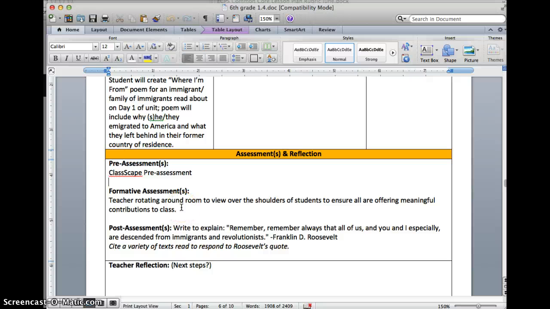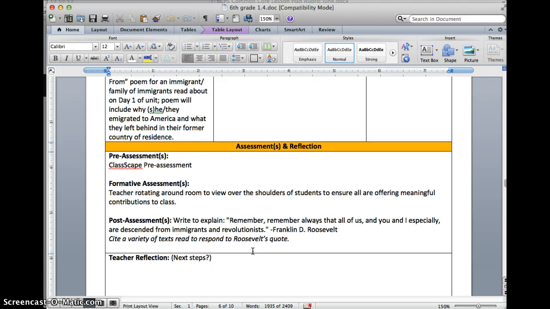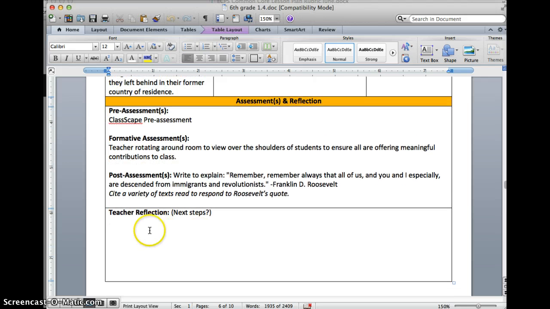Formative assessments, I see CTE doing a great job of circulating the classroom. And so that might be something that you include in your lesson plans as well, that you're going to rotate and circulate the classroom, looking for students that are having trouble. Post-assessment, I did a lot of writing to explain, and so for example at the end of this lesson, kids may be asked to write to explain this quote using a variety of texts we read that day. Teacher reflection would just be notes for me to say, wow, this went really well, or next time I teach this I'm definitely going to take it out.